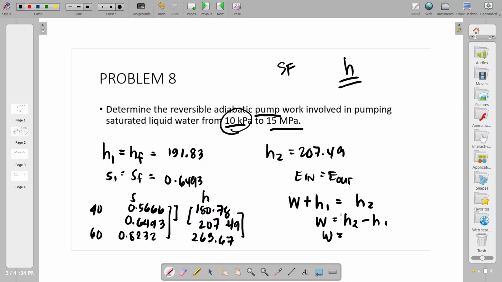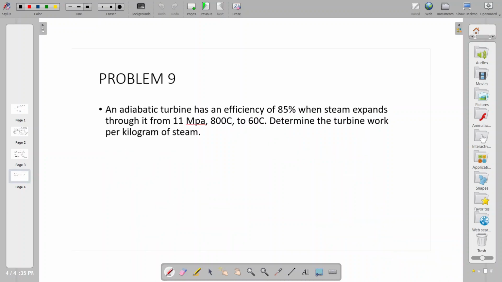So, work is equivalent sa H2 natin na 207.49 minus 191.83. So, ang work is equivalent sa 15.66 kilojoule per kilogram. Okay? So, that is for example number 3. Let's proceed to example number 9.